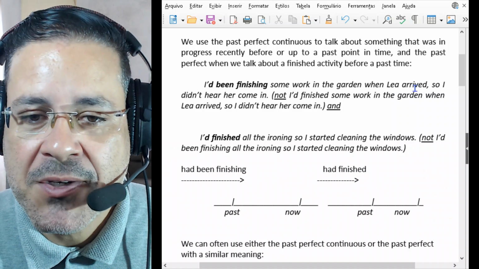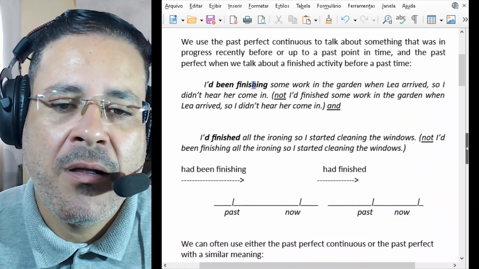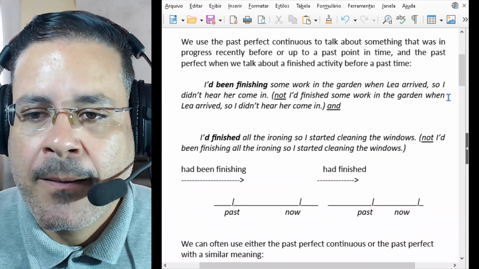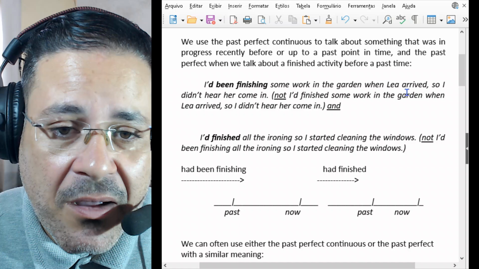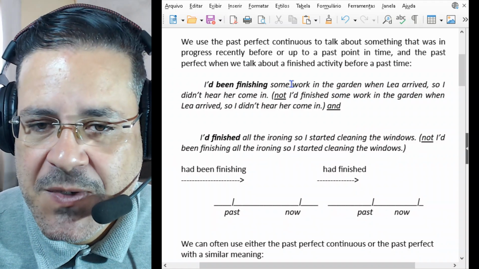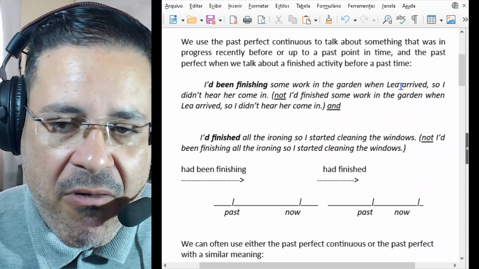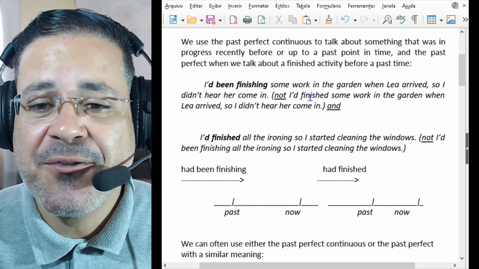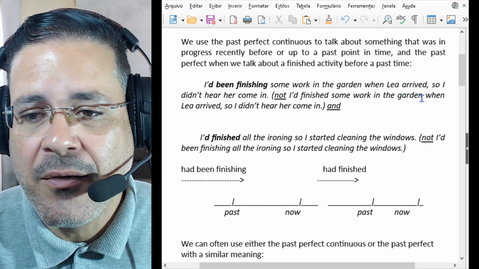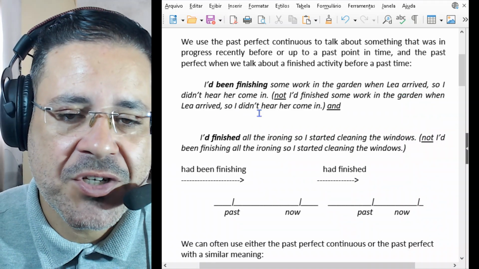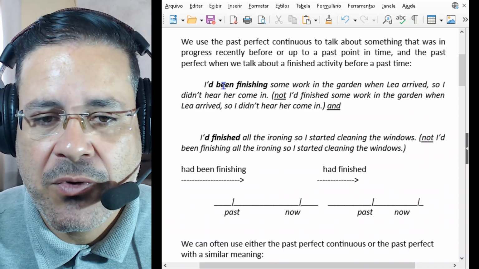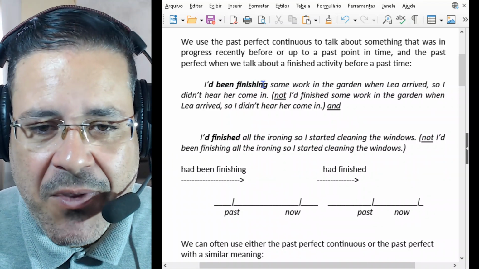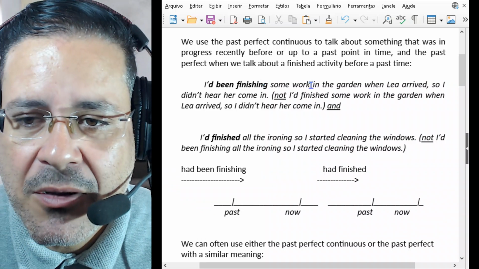This is simple past. So what happened first? I was working in the garden and Leah arrived. So, I didn't hear her come in. Again, I'd been finishing some work in the garden when Leah arrived. So I didn't hear her come in. Not I'd finished some work in the garden when Leah arrived. So I didn't hear her come in. Okay, so use the past perfect continuous to express something that was in progress when another event happened.